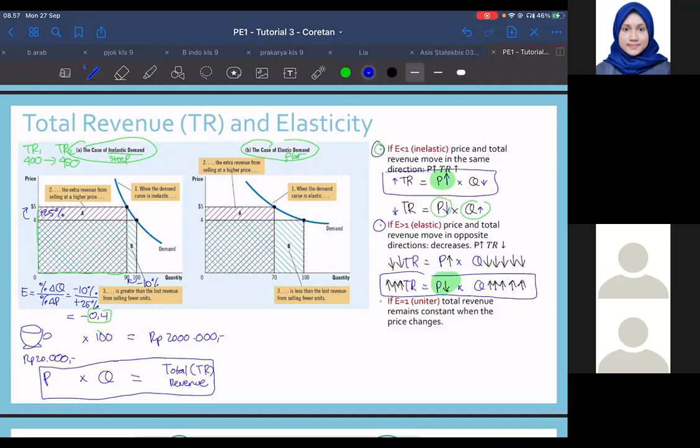Meanwhile, if the good is unitary elastic, the total revenue will remain constant when the price changes. For example, if the price increases by 1%, the quantity will decrease also by 1%. It keeps the total revenue constant. Or maybe if the price decreases by 2%, the quantity will increase by 2%. It will result in the total revenue being constant. So there is no preferred policy for a producer whose good is unitary elastic.